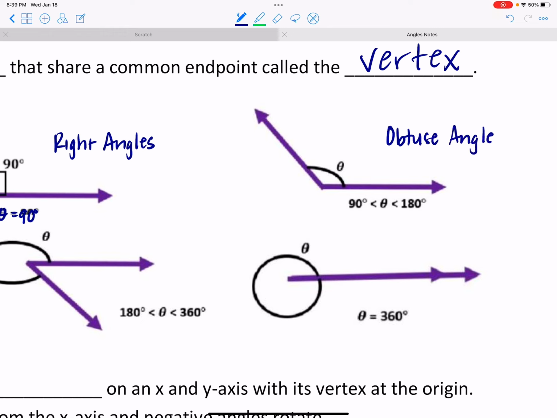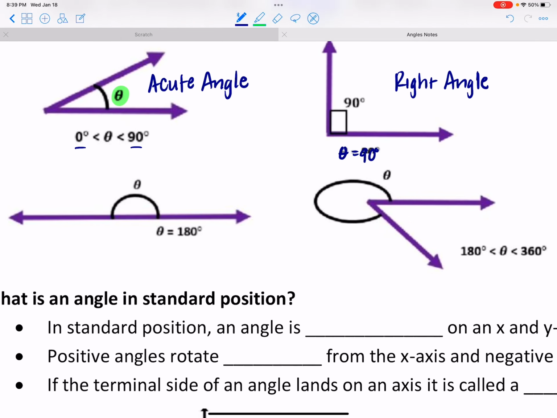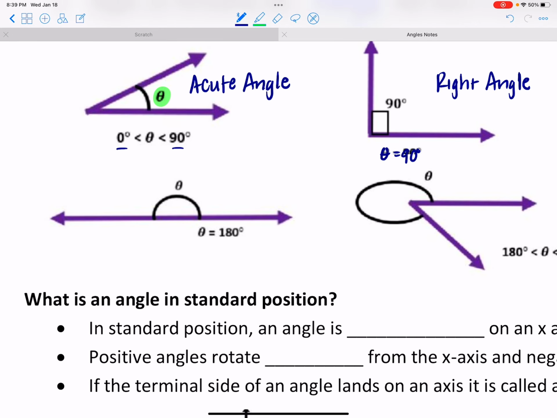So those ones, again, between 0 and 90, I don't know why. Did I make all of these plural? Let me go back here. Okay, yeah, singular.